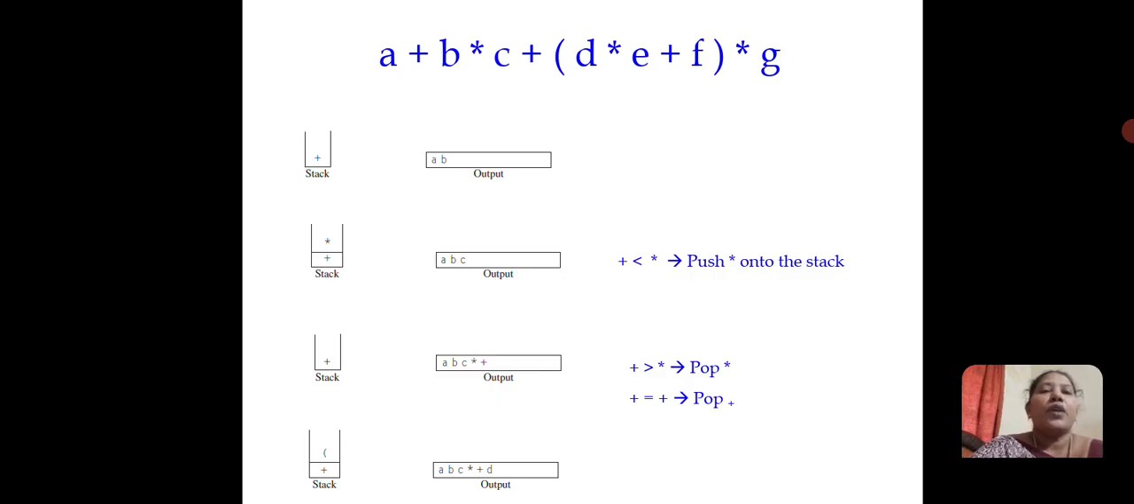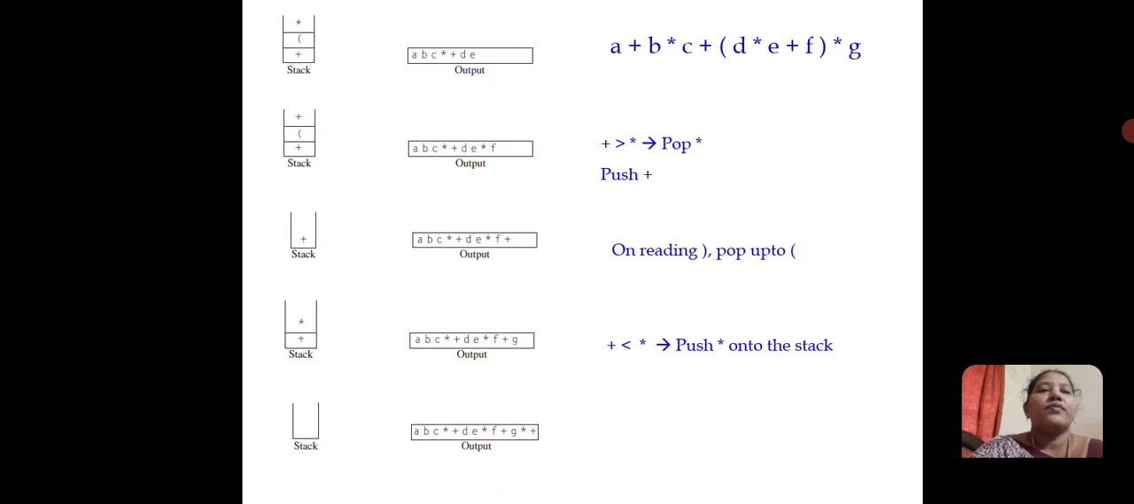After popping the star and plus from the stack, now you will insert that plus. Now after C you have one operator plus, which will be inserted into the stack after popping star and plus. After that you get the opening bracket. Since the opening bracket always has higher precedence, it will be inserted. And the next one is D. Since D is an operand, it will be printed in the output.